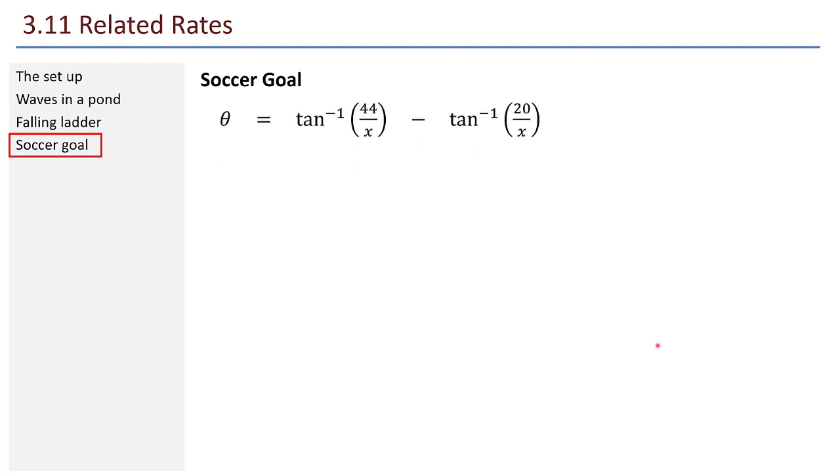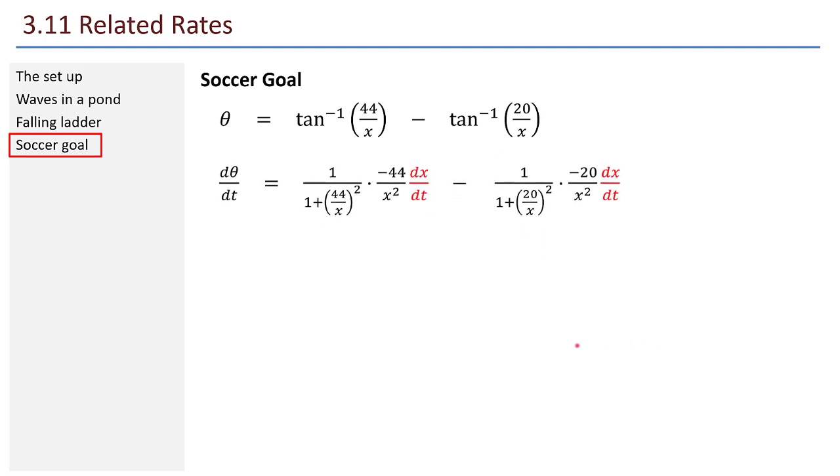So here's the equation that I just had from before. Theta is tan inverse of 44 over x minus tan inverse of 20 over x. We take the derivative of both sides with respect to t. And this one can be a little bit tricky. This is where some mistakes might creep in. The big thing to watch out for is that at the end of each expression I have a dx dt. It's like a chain rule that's actually two layers deep instead of the usual one.